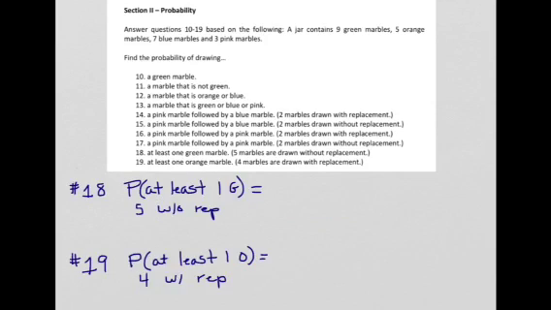And for 18 and 19, here we're asked to find the probability of at least one of something. So in 18, it's at least one green marble. We're selecting 5 marbles, and it's without replacement. So when we're calculating the probability of at least one, we use the complement, and we say, well, that's 1 minus the probability of none of those at all. So we want 1 minus the probability of getting no greens on all 5 tries. And this is without replacement.